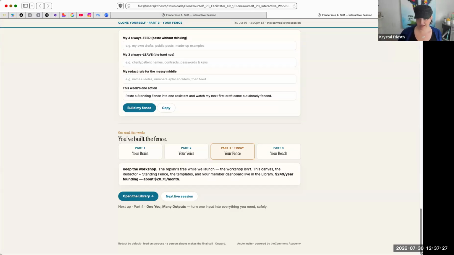Codify it now, right? And this week's one action, like create your own standing fence, right? And create your rules with one chatbot, right? And watch and see and share how your next draft comes out with that fence in place based on what you have given it already. So this is also where the magic starts to happen and people are like, oh, I see, right? It matters, okay?